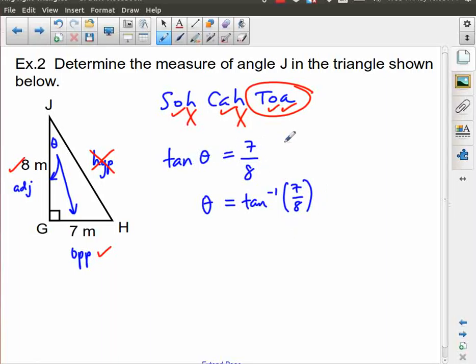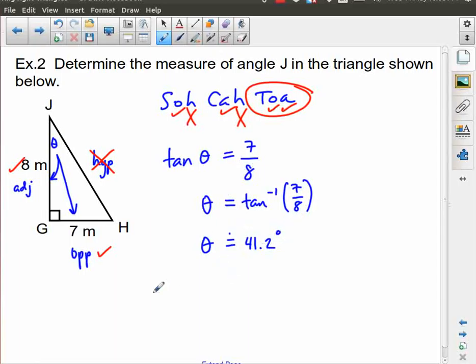It's like when we talk about the opposite of multiplying is dividing, the opposite of adding is subtracting, the opposite of squaring is taking the square root, the opposite of tangent is the inverse tangent. And so theta is equal to, and again, try to do this whole thing in your calculator. Most calculators have brackets now, so I'm going to say I want the inverse tangent of bracket 7 divided by 8, close bracket, equals, and I can go straight to my answer here, which is 41 point, and I'm just going to round it to 1 decimal place. So theta is equal to 41.2 degrees.